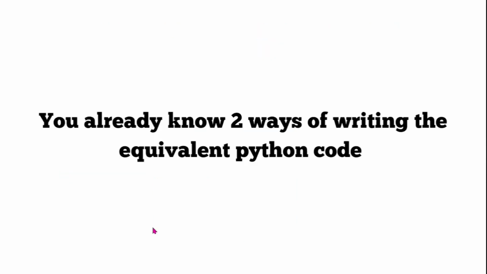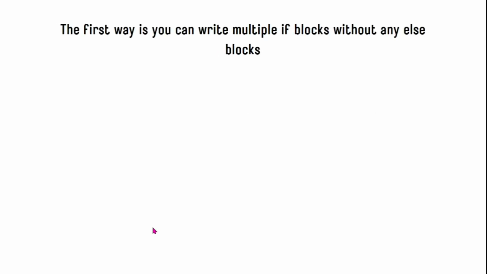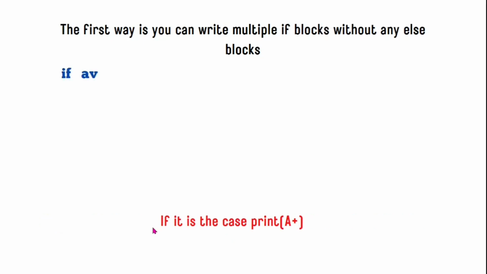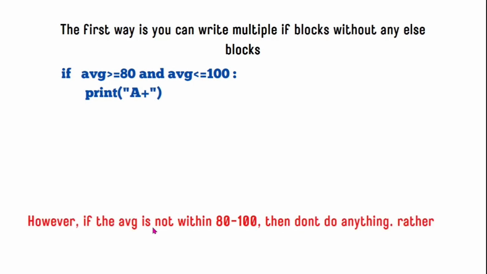You already know 2 ways of writing the equivalent Python code. The first way is you can write multiple if blocks without any else blocks. Say you first write an if statement to check if the average is within the range of 80 to 100. If it is the case, print A+. However, if the average is not within 80 to 100, then do not do anything.